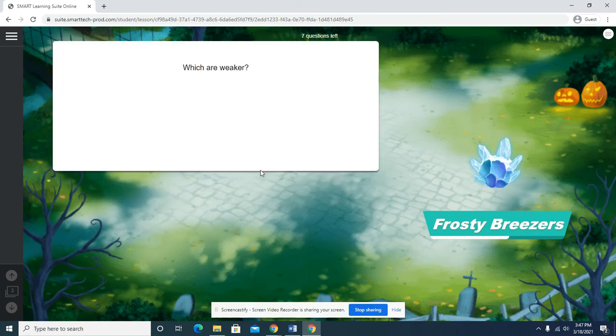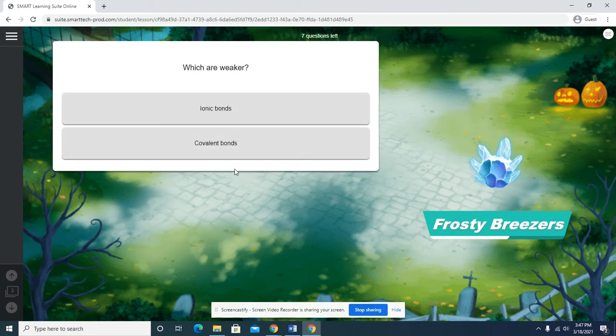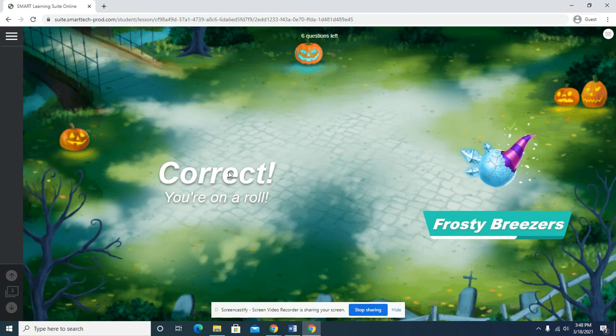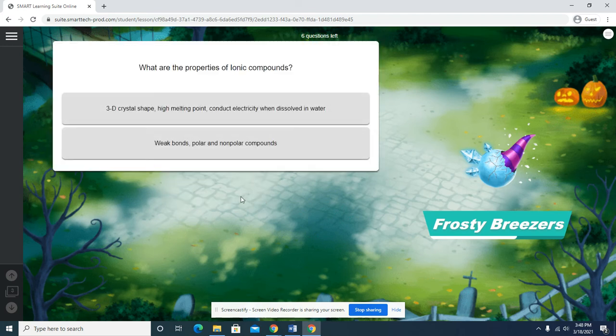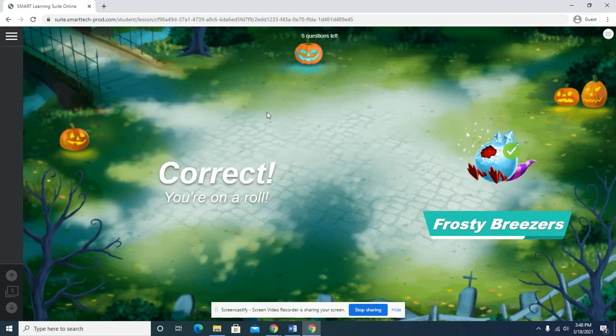Which are weaker, ionic bonds or covalent bonds? Covalent bonds are most definitely weaker. They have lower boiling points and melting points. What are the properties of ionic compounds? 3D crystal shape, high melting point, conduct electricity when dissolved in water.